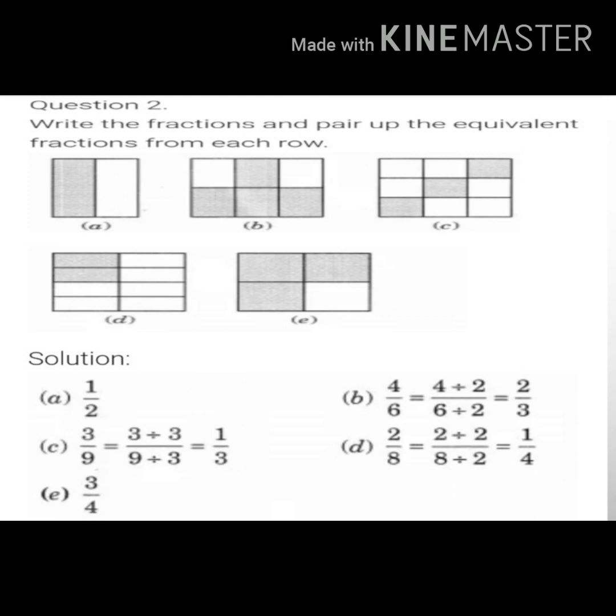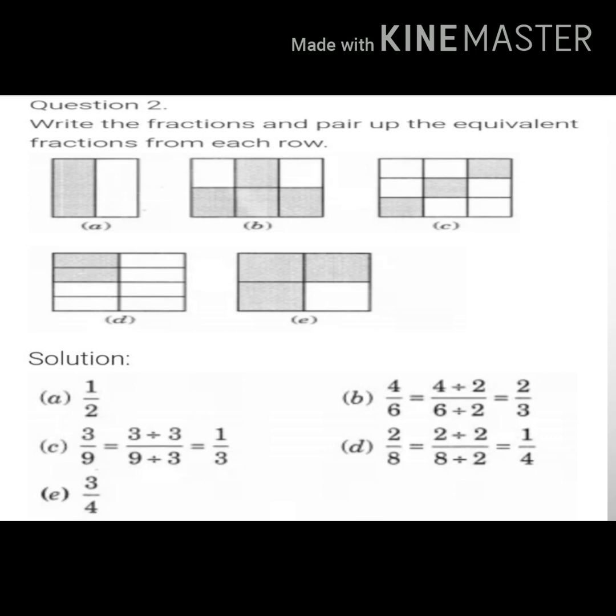B part. In this part, the figure is divided into 6 equal parts and 4 parts are shaded. So the fraction will be 4 upon 6. But after simplification, we will get 2 upon 3. C part. The figure is divided into 9 equal parts and 3 parts are shaded. So the fraction is equal to 3 upon 9 and after simplification, we will get 1 upon 3.